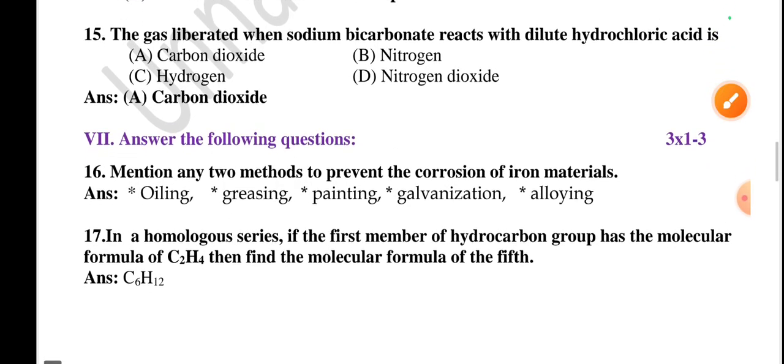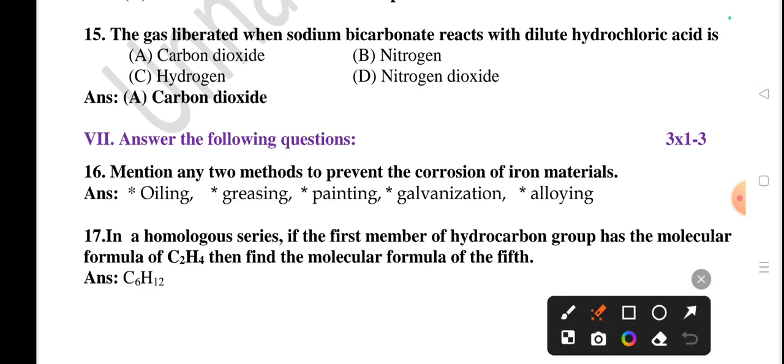The next, 15th question: the gas liberated when sodium bicarbonate reacts with dilute hydrochloric acid is. Whenever carbonates and bicarbonates react with acids, they liberate carbon dioxide. Option A is the right answer.